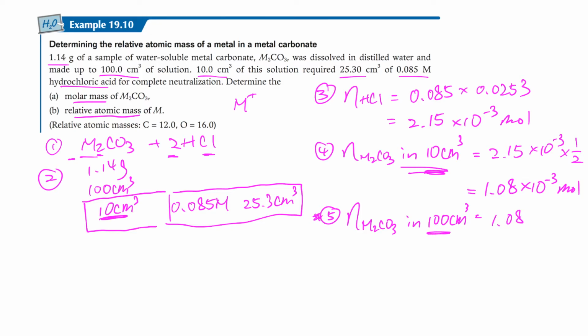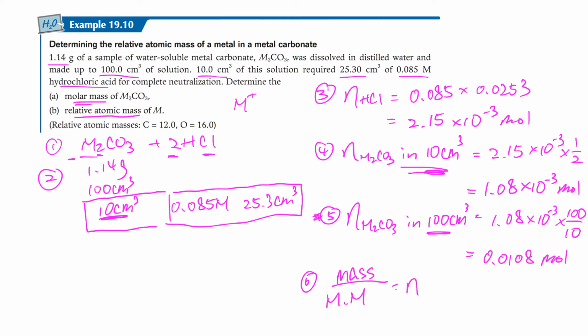So 1.08 times 10 to the negative 3. First divide by 10 and then multiply by 100. So this one would be 0.0108 mole. And then number 6, that will be the molar mass. Mass over molar mass equals the number of moles of M2CO3 in 100 cm cube.